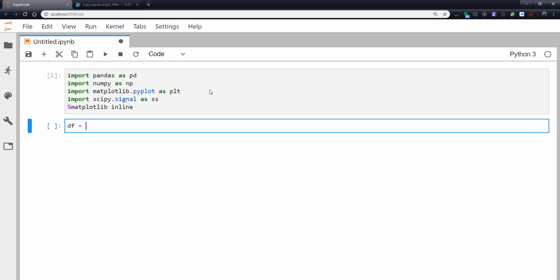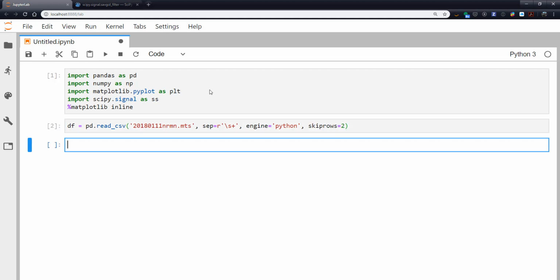So we're going to go ahead and read in the data. It's the same data that we were working with last week. So this is the 2018 0111 Norman.mts, or Mesonet time series. I'm going to separate based on some arbitrary number of consecutive spaces, use the Python engine, and skip 2 rows.